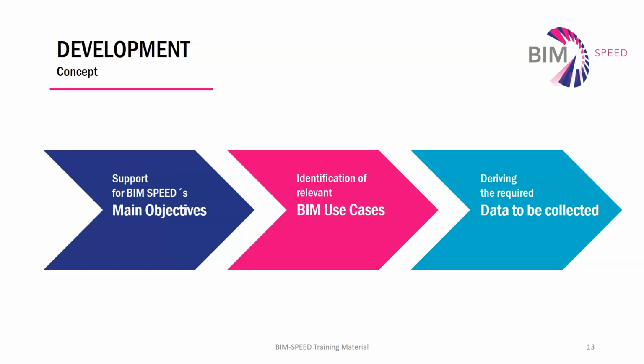The idea behind the concept for the toolkit is to start from BIM-Speed's main objectives and identify the relevant use cases. Based on those most relevant use cases, we would like to derive the information which is required to perform the use cases. To enable this concept, two questions have to be clarified.